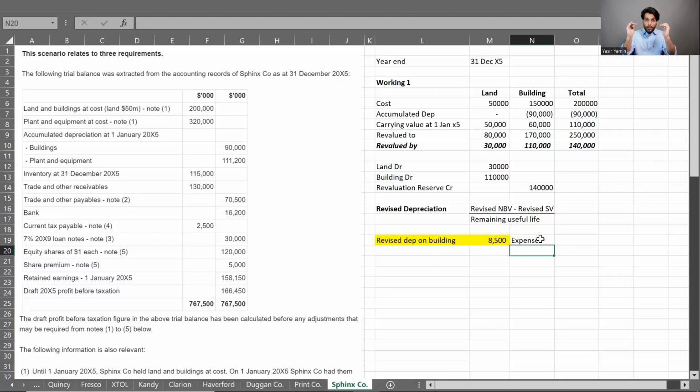It will reduce our profit. Done? Clear? Then we move on.